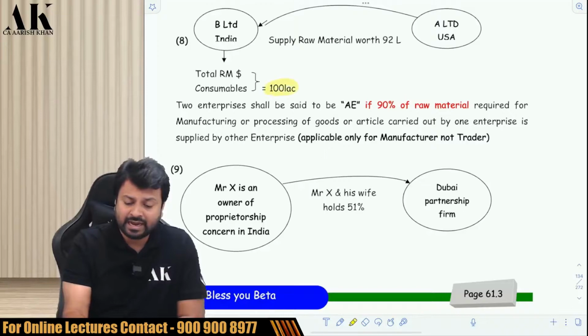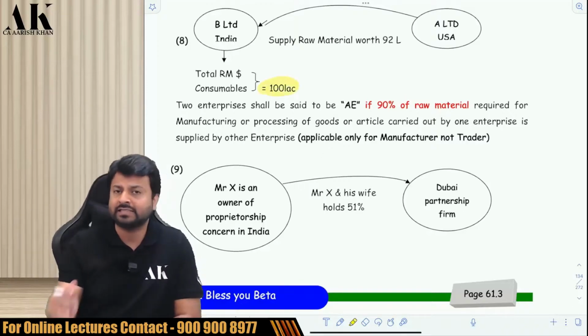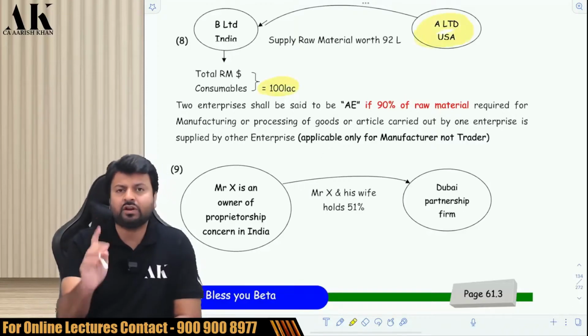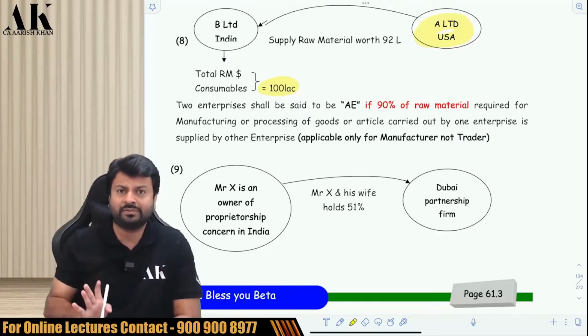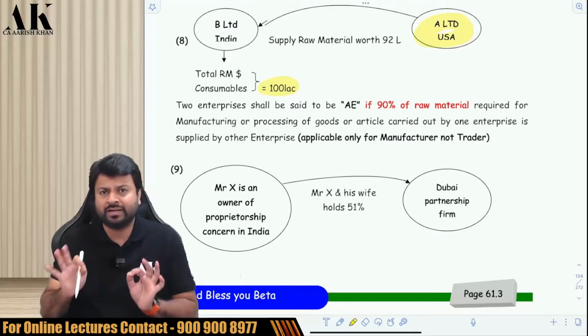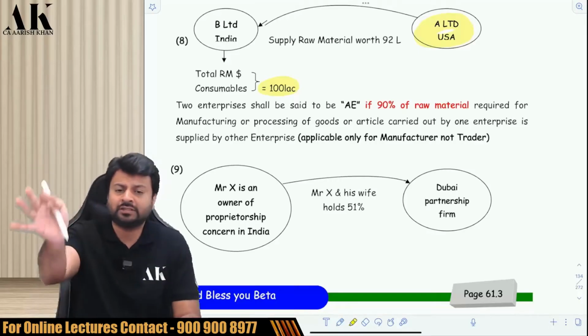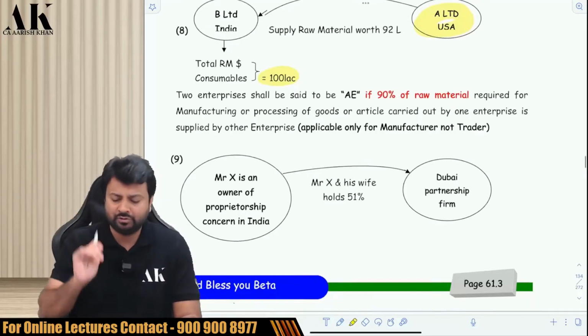Next. I have purchased total raw material of 100 lakhs. And if I purchase 90% of the raw material from one company only, then I and that company will become deemed to be associate enterprise. I have total 100 lakhs raw material purchase. If 90% of the raw material is purchased from one company, then we both are deemed to be associate enterprise.